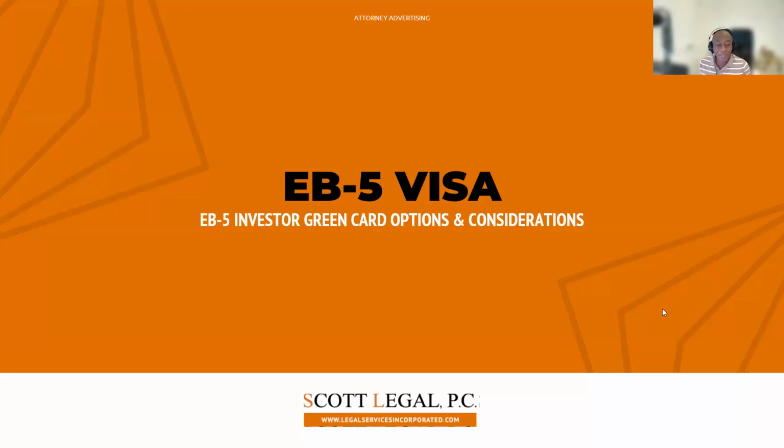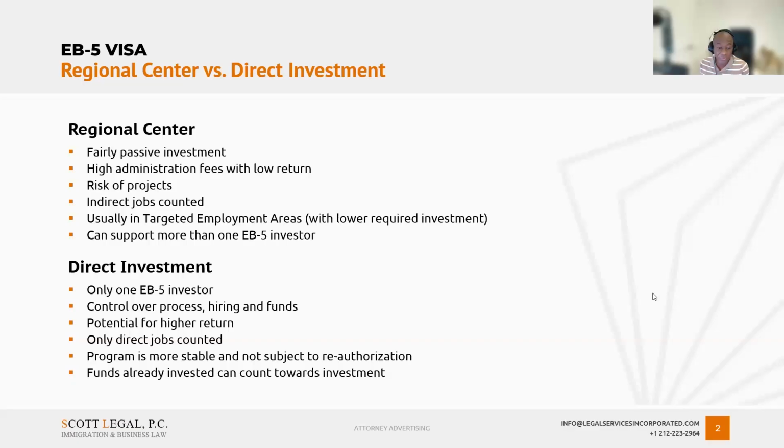The EB-5 green card is a great green card option. We see a lot of people moving from E2s to EB-5s. We see a lot of people on H1Bs moving to EB-5, and also people who are outside of the United States looking for a green card category and selecting EB-5.